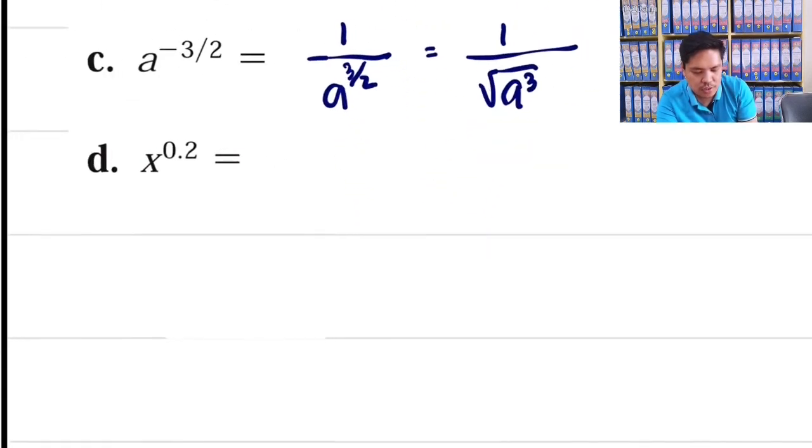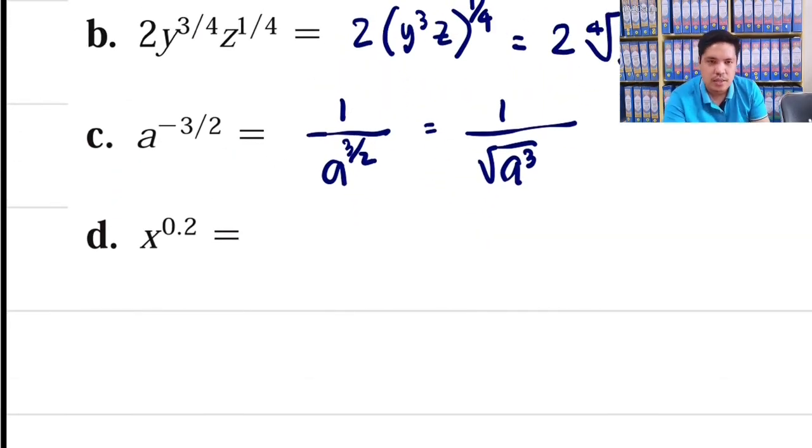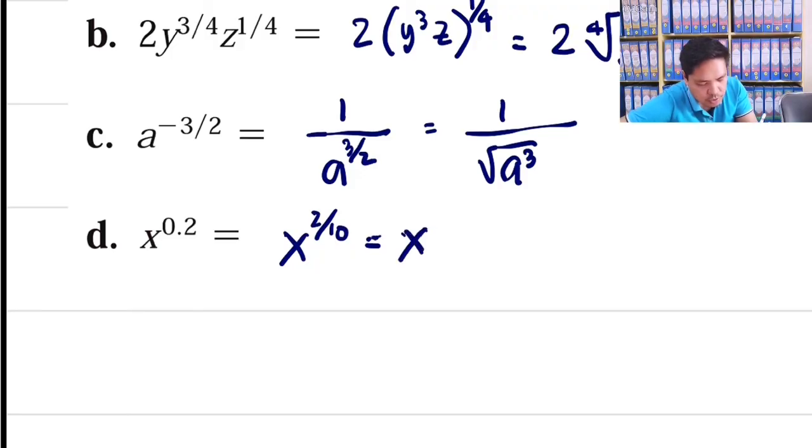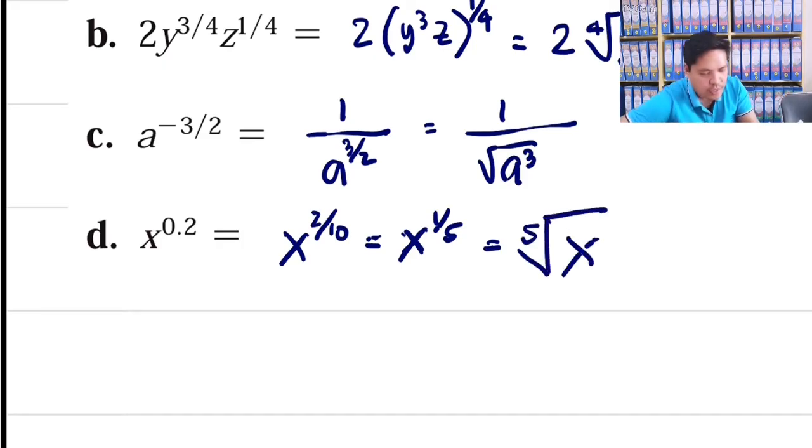How about letter D? This seems to be the last. For letter D, the expression is a decimal, so let's change that to a fraction. What is the fractional form of 0.2? That would be 2 over 10, or 1/5. So that is just the fifth root of x.